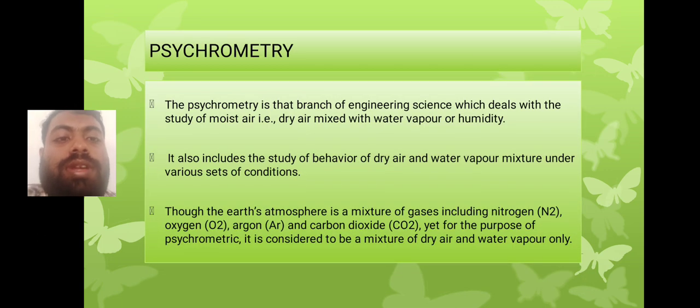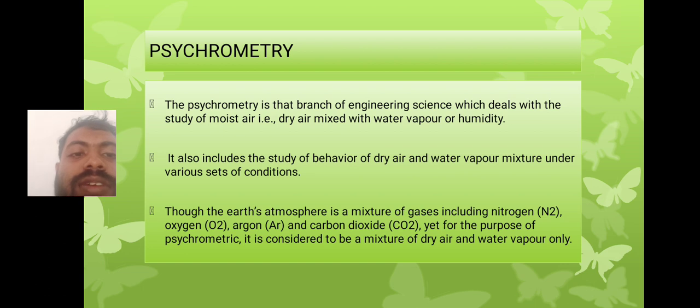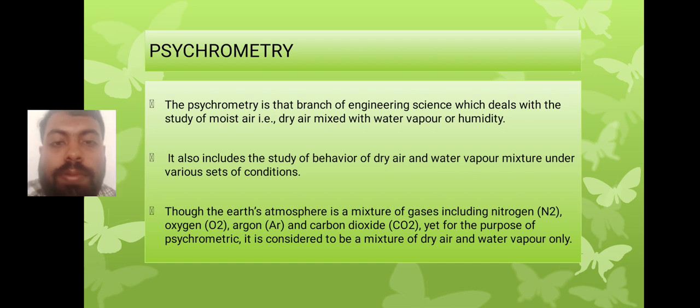First, what is psychrometry? Psychrometry is the branch of engineering science which deals with the study of moist air, that is, the dry air mixed with water vapor or humidity. It also includes the study of the behavior of dry air and water vapor mixture under various sets of conditions. Though the Earth's atmosphere is a mixture of gases including nitrogen, oxygen, argon and carbon dioxide, for the purpose of psychrometry it is considered to be a mixture of dry air and water vapor only.